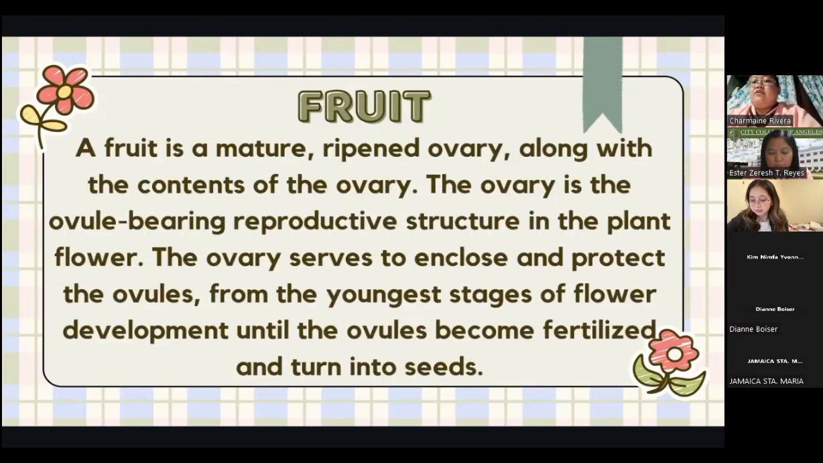And the fruit. A fruit is a mature, ripened ovary along with the contents of the ovary. The ovary is the ovule-bearing reproductive structure in the plant flower. The ovary serves to enclose and protect the ovules from the youngest stage of flower development until the ovules become fertilized and turn into seeds.